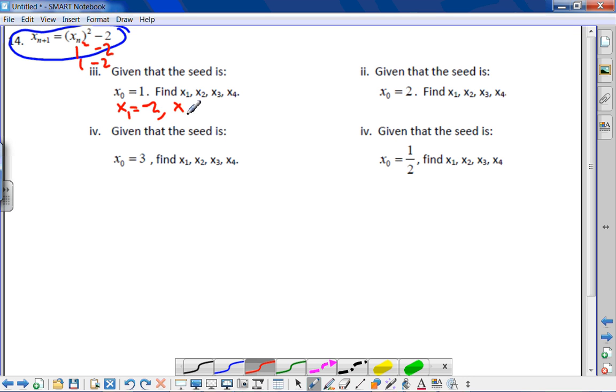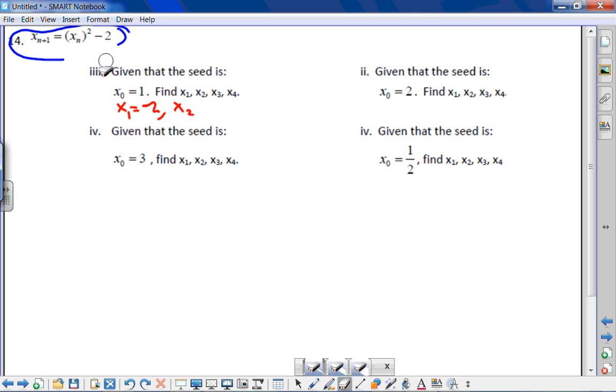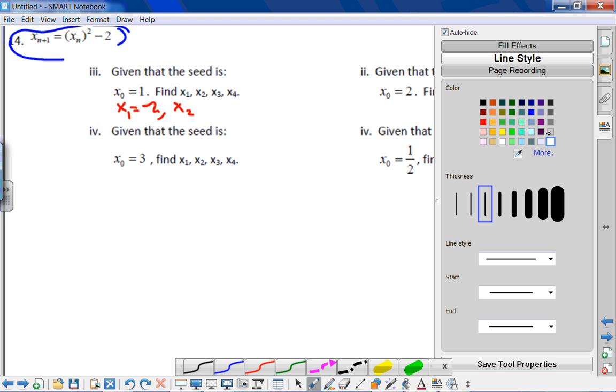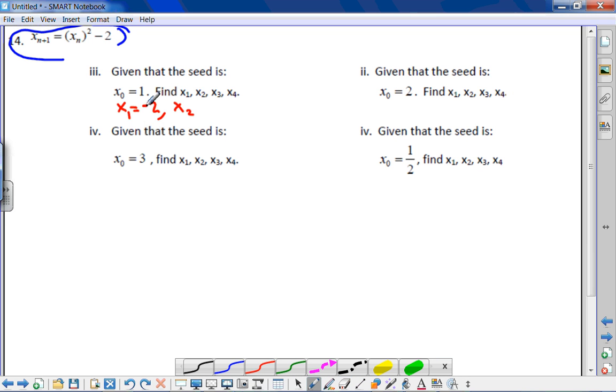What about the next iteration? Next iteration, we'll use the previous term, which is negative 2. The second iteration, we'll use the previous term, which is negative 2. We square that, which is 4. And 4 minus 2 is 2.